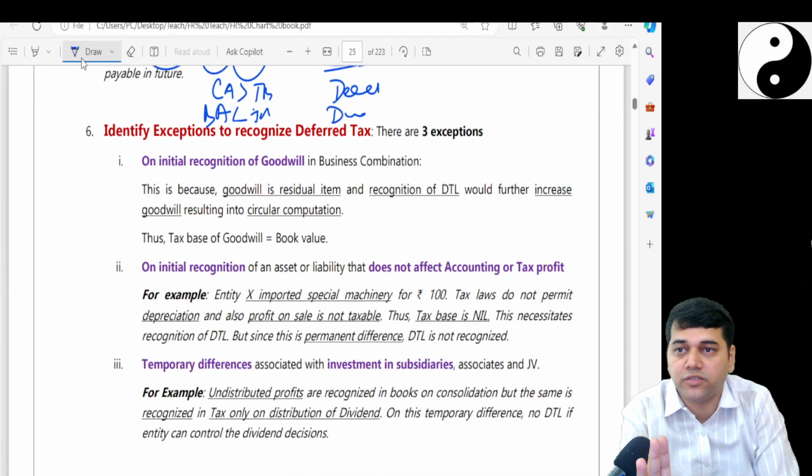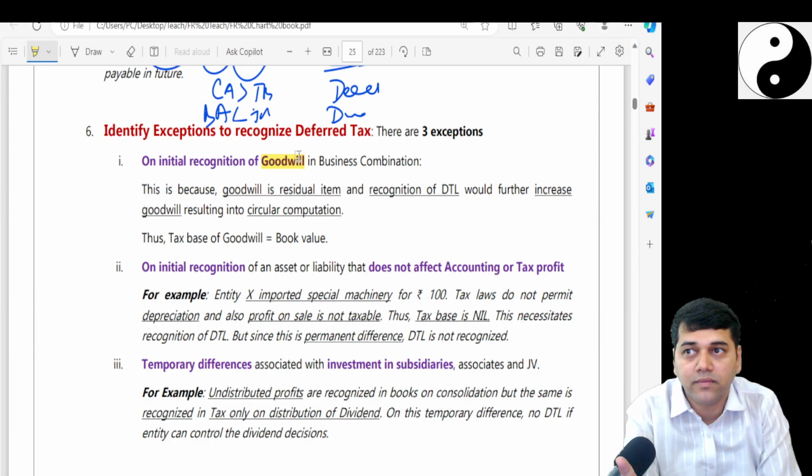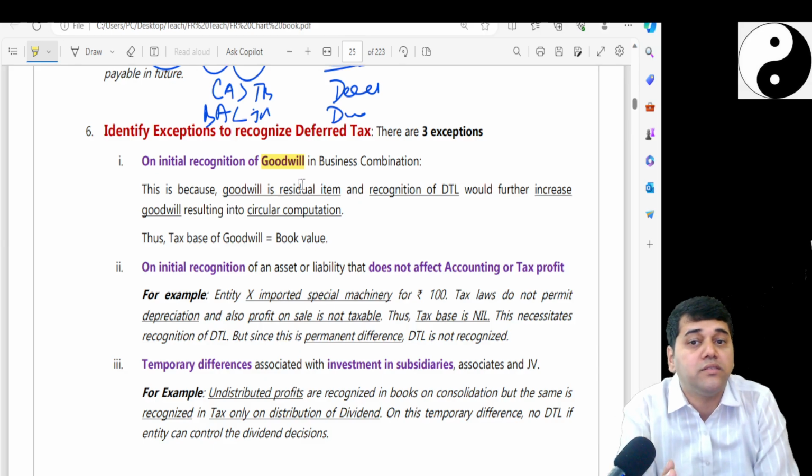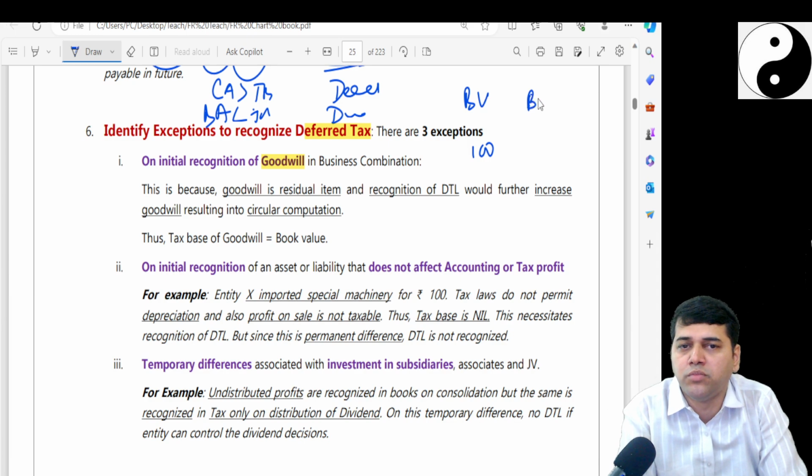There are 3 exceptions. One of the exceptions is goodwill, which is your asset. Don't recognize deferred tax on it. Why? See, what is the goodwill book value? Say for example, the book value of the goodwill is 100. Will income tax recognize this? No. So what is the deferred tax on this? But tax base? This is a permanent difference. One minute.